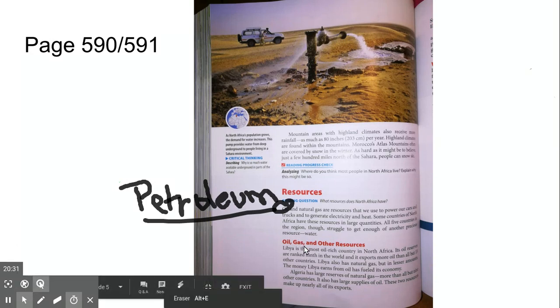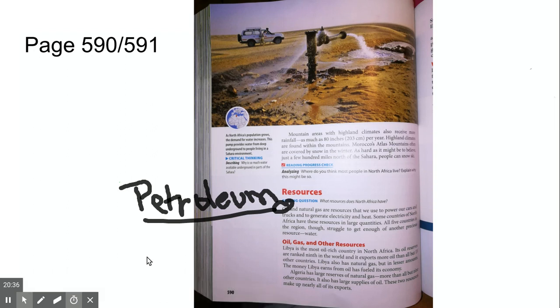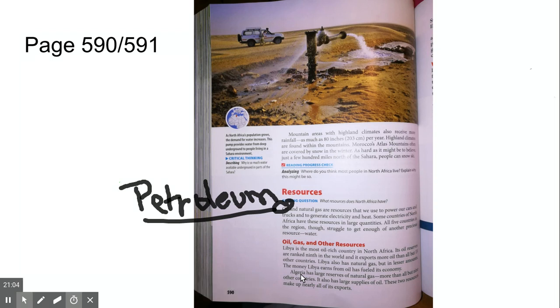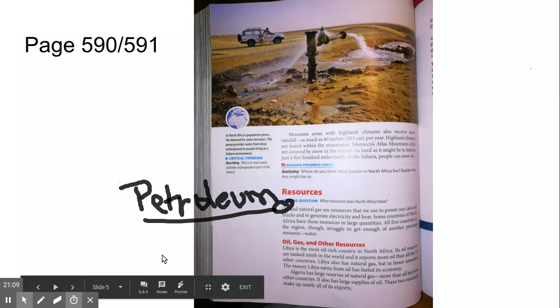So oil, gas, and other resources. It says Libya is the most oil-rich country in North Africa. Its oil reserves are ranked 9th in the world, and it exports more oil than all but 15 other countries. So Libya is really heavily dependent on oil money, obviously. Okay. And then it continues on. It says it also has natural gas. And then the next paragraph says Algeria, right here, has large reserves of natural gas, more than all but 9 other countries, and has large supplies of oil. And that's what's making up most of its exports.